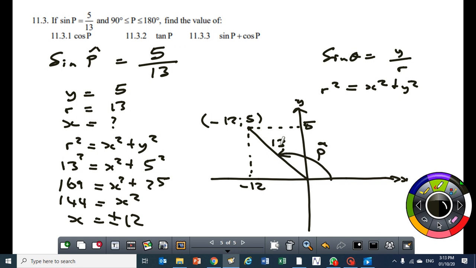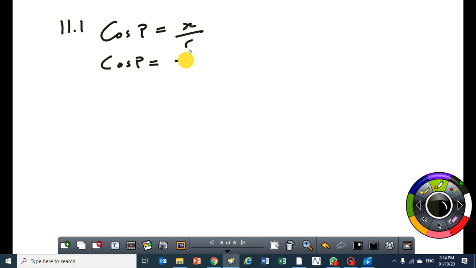Cos p. Now, cos p, that's 11.1. Cos p is going to be equal to x over r. What's x? It's minus what? 12. It's easy now. So cos p is equal to minus 12 over 13. That's your answer there. Once you get your x, y, and r, everything else becomes easier to do.